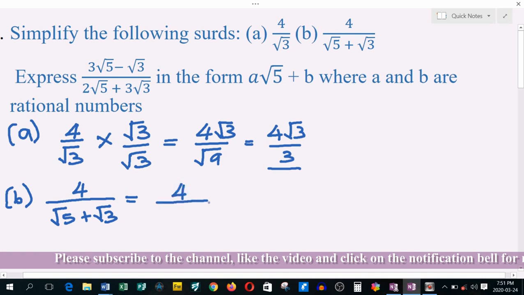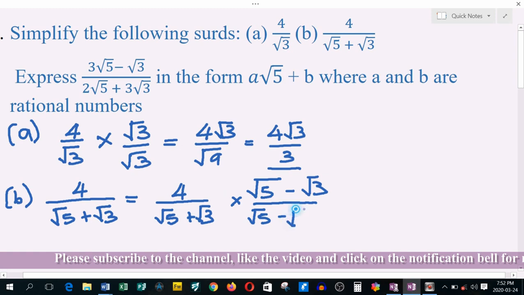So this will give us 4 over root 5 plus root 3 times root 5 minus root 3 all over root 5 minus root 3. We have not changed the value, we just changed the arrangement. This will give us 4 into root 5 minus root 3 all over root 5 times root 5, which will give us 5.